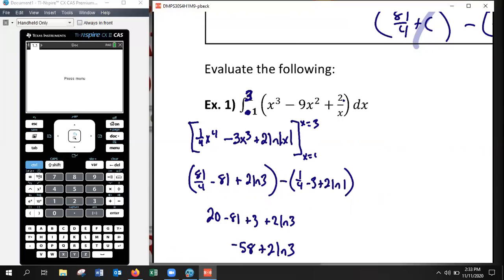We'll talk about that at some point, really, when we get into series and discussing series and improper integrals. Anyway, moving back to this problem. So the antiderivative of x cubed is 1/4 x to the fourth. The antiderivative of -9x squared is -3x cubed. And as I mentioned, the antiderivative of 2 over x is 2 natural log of the absolute value of x.